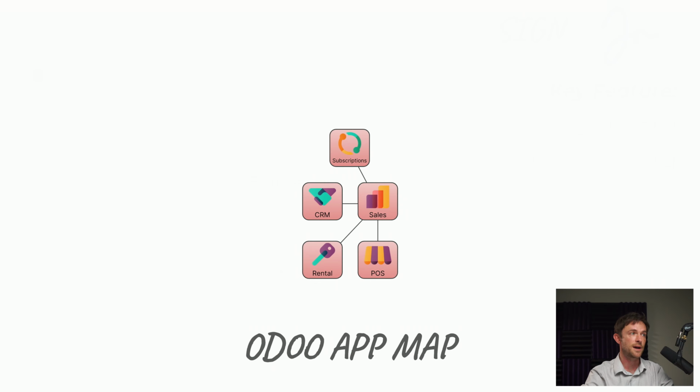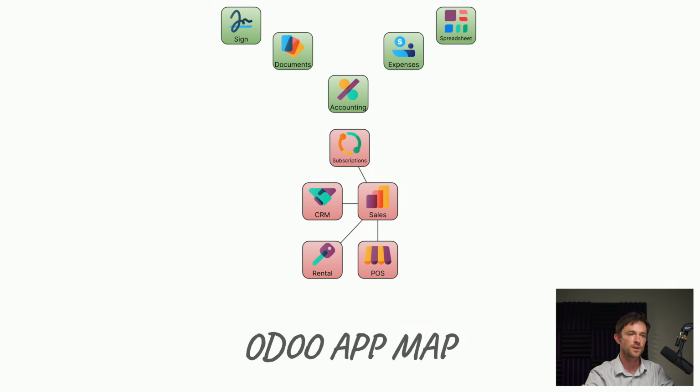So back to the app map. Now we're going to add the 6 finance apps. I'm going to put it up on the top because CFOs like to think that finance apps are the top of the food chain. And it's fair.